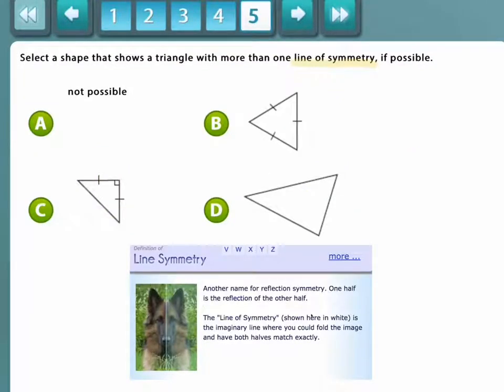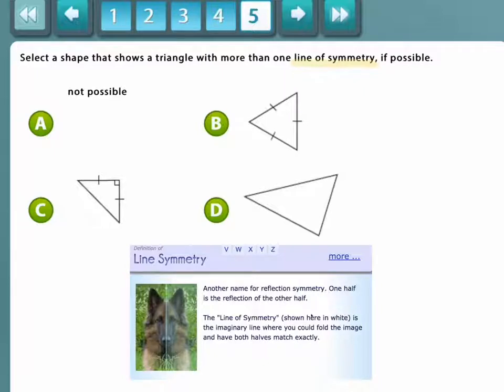Question 5 is asking us to select shapes that show a triangle with more than one line of symmetry. So I've gone ahead and posted this definition for you down here, what a line of symmetry is. Another name for that is a reflection, or basically there's two halves that are exactly the same. So you could cut an object in half down a line of symmetry, and the left part of that picture and the right part of that picture would match exactly. The example would be this dog right here.